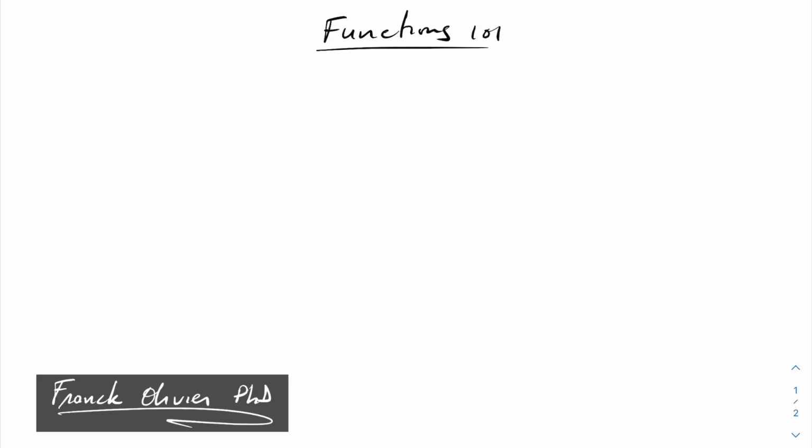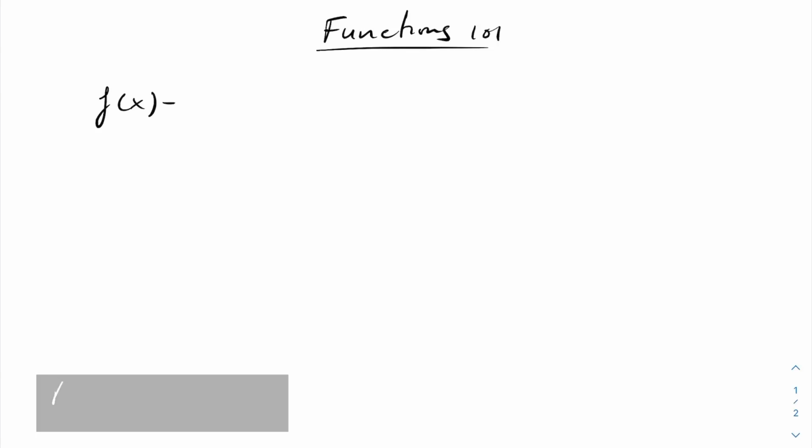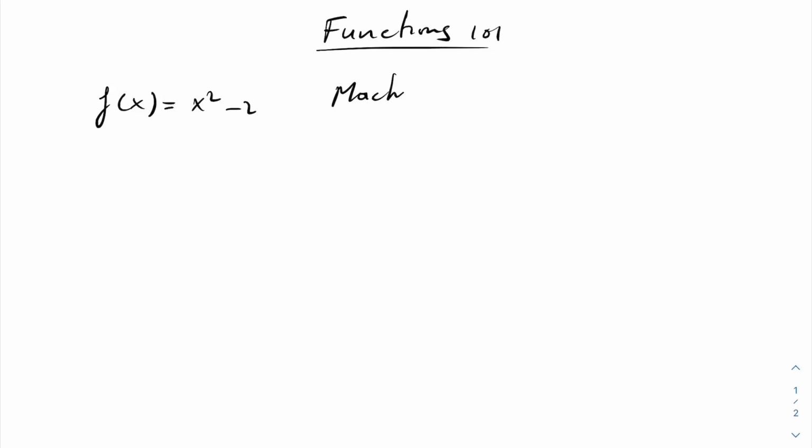The first thing I'm going to give you here is f of x equals x squared minus 2. This is a function. You can think of a function as a machine, something that will take in input and give you output. So in my algebraic representation of the function here, f of x equals x squared minus 2, x is our input, and f of x, sometimes known as y, is our output.